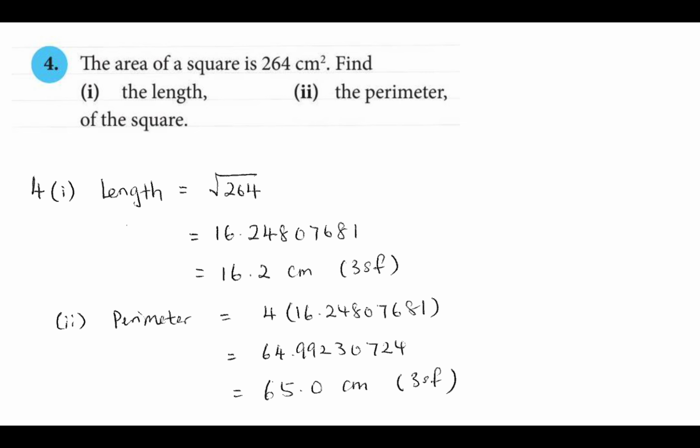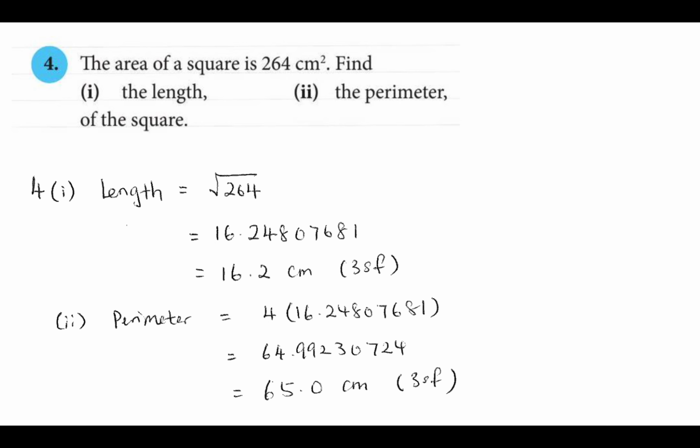Then after that, remember that by default, unless otherwise stated, for answers like this, we round them off to 3 significant figures. We end up with 16.2 centimeter. Okay, and then part 2, to find the perimeter. Well, perimeter of a square, given that we already know the length, we just need to multiply by 4. What we need to take note here is that we take 4 multiplied by the value before we round off, right? If you take 4 times 16.2, your answer will not be accurate.